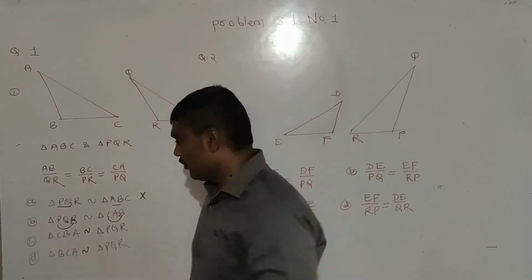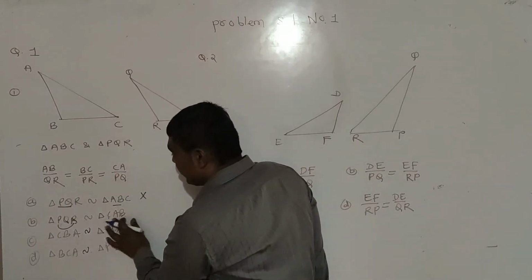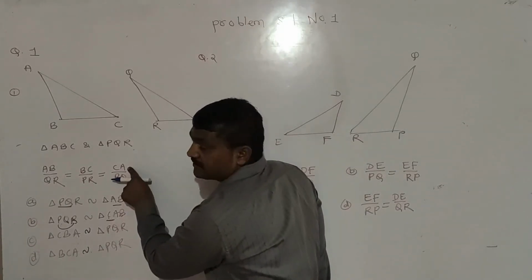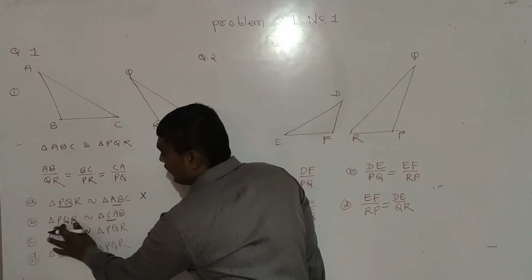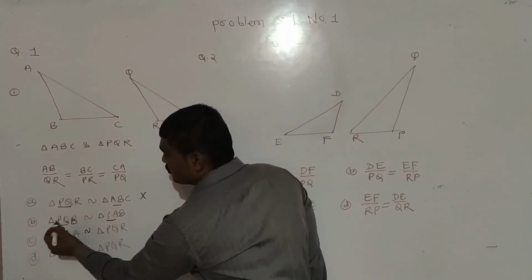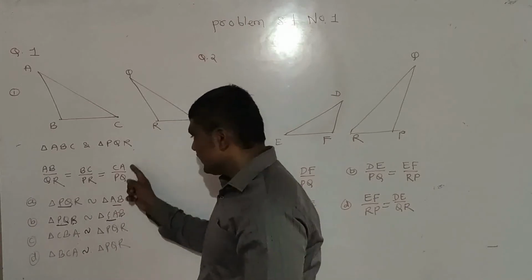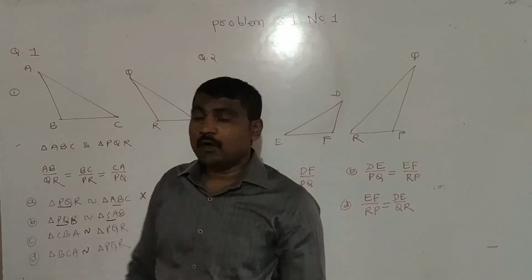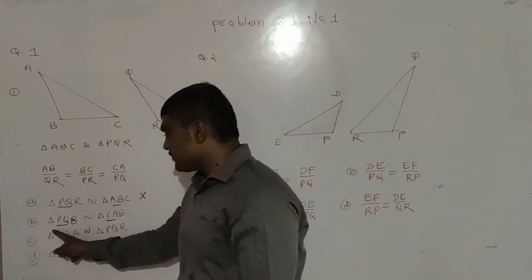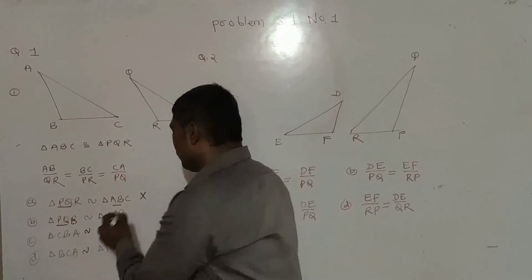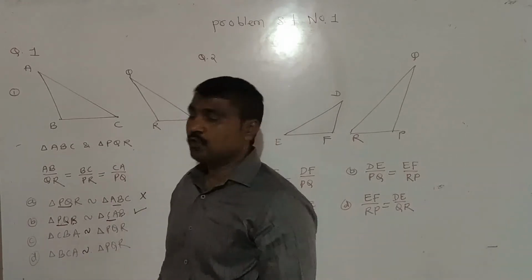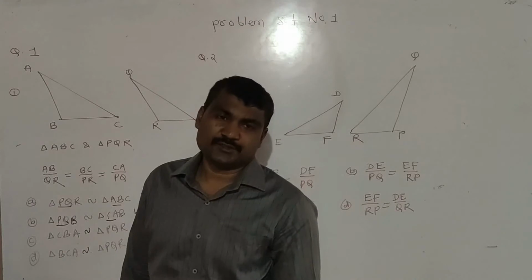Now check for the third order. अभी CA लिया, CA यहाँ पे दिया है. So when you take CA, what should be the term below the CA? Below CA there should be PQ. C upon PQ is given. So all the three orders are satisfied for option number B. So option number B is correct. So there is no need to check the remaining options.